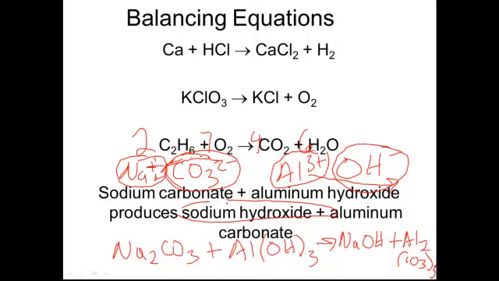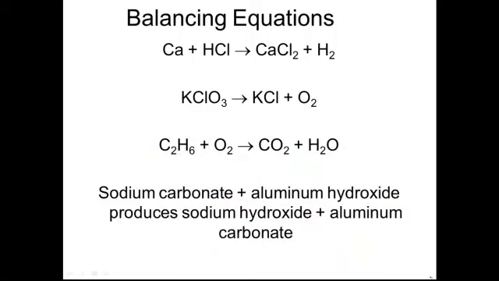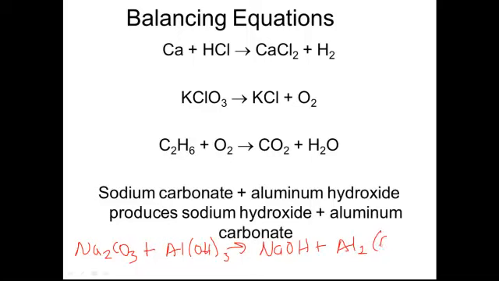And I'm going to write this again. I'm going to move this over to make it a little bit easier. So we've got Na2CO3 plus AlOH3 is going to make NaOH. Notice I didn't use parentheses on that OH simply because there's only one hydroxide. And then Al2CO3, 3.